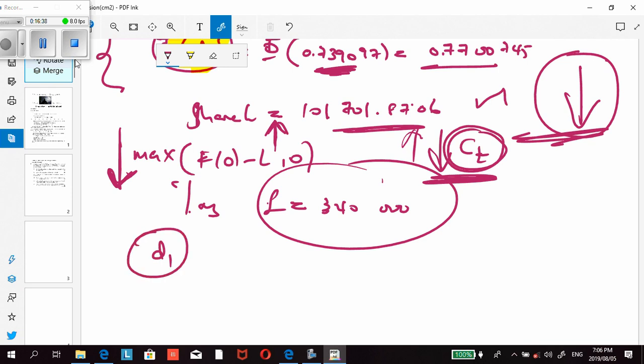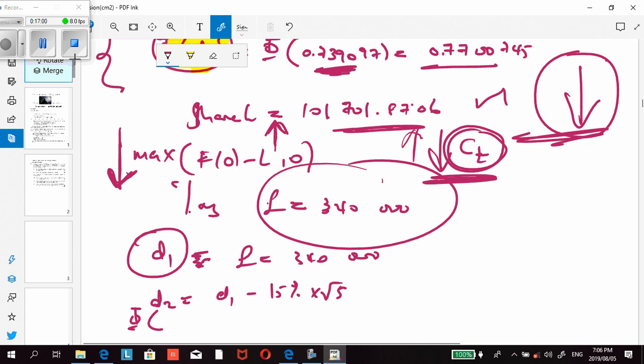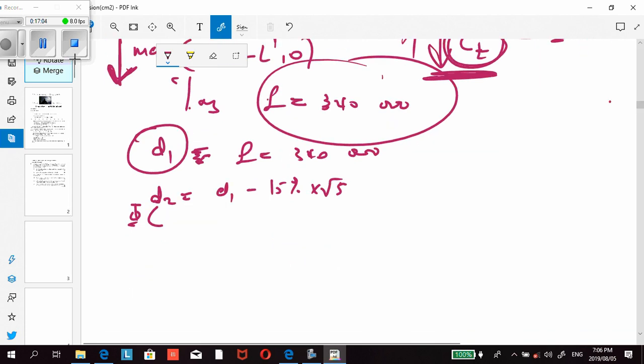If you try L equal to 340, you're going to calculate your D1, but now your L will be 340,000, and your D2 will be D1 minus 15% times the square root of 5. Your phi of D1, you're going to calculate using your calculator. You'll be sitting with your calculator in your exam. Your phi of D1 now will be equal to phi of 0.701342. Now you're going to use your orange book to find that. Unfortunately, you don't have this many decimals, so you're going to use interpolation then.